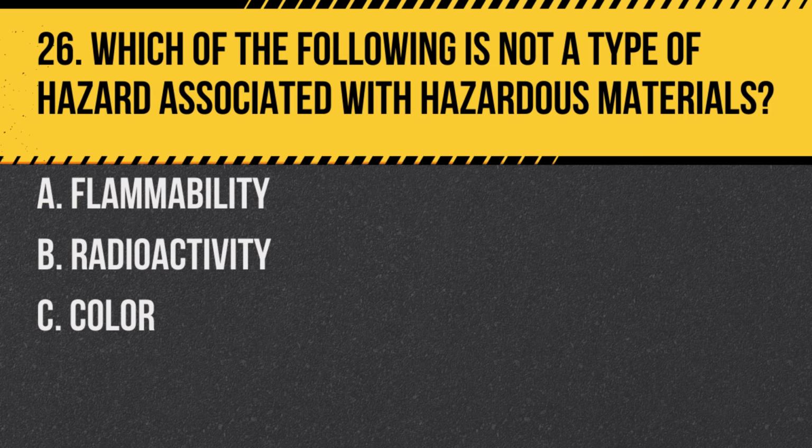Question 26. Which of the following is not a type of hazard associated with hazardous materials? A. Flammability. B. Radioactivity. C. Color. Answer: C. Color. While color might indicate a type of material, it's not a hazard in itself.